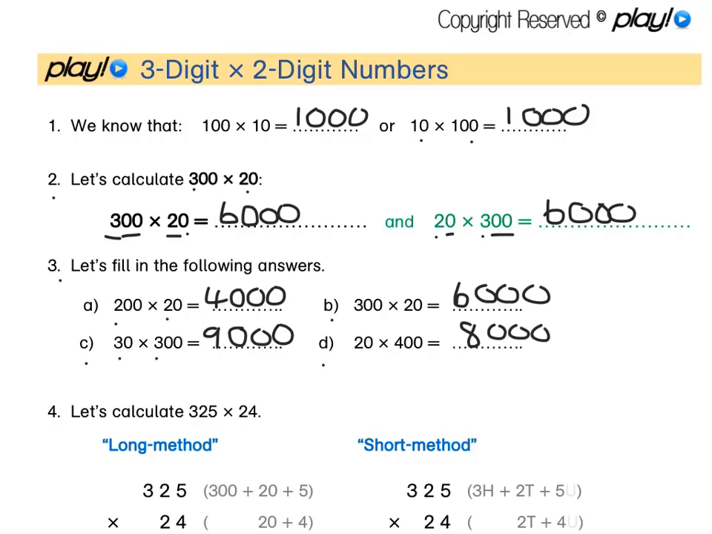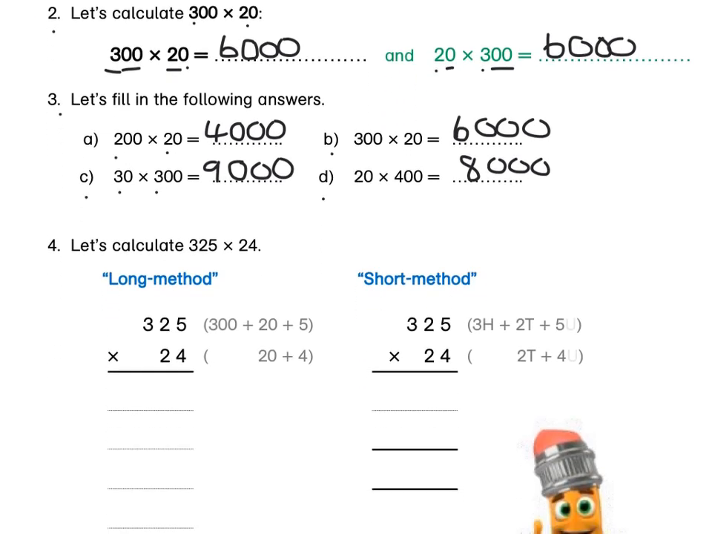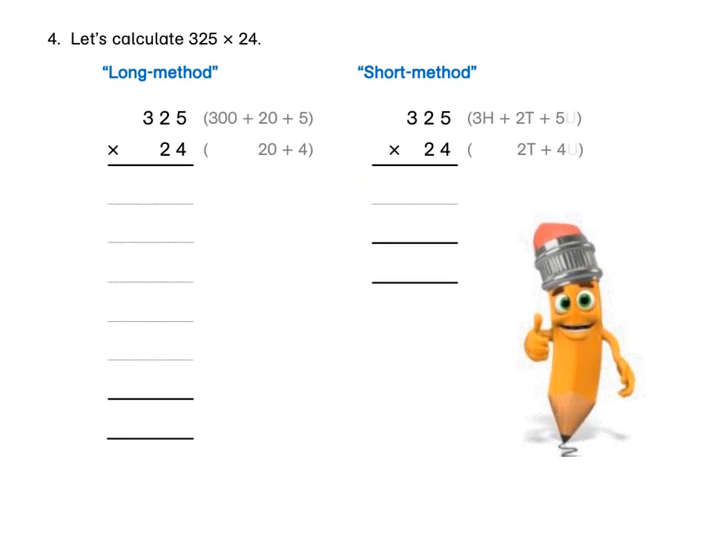Let's move on to 4. We're going to calculate 325 times 24. The long method, we've broken it up into expanded form, and we always start with the units first. So we're going to multiply 4 by 5, 20, and 300. And then when we're done, we'll move on to the 20. We're going to do timesing by 4 in blue.